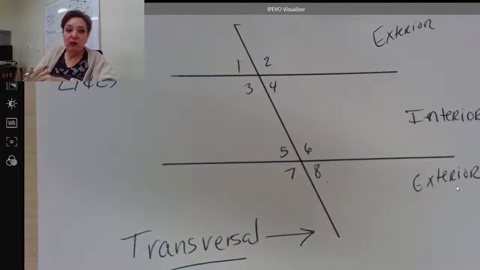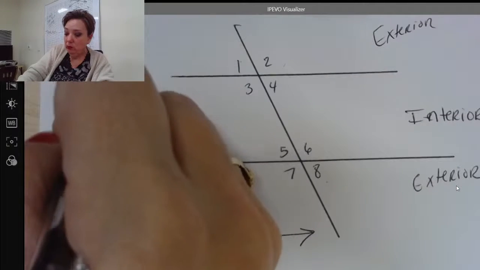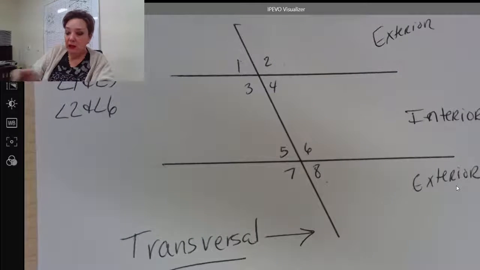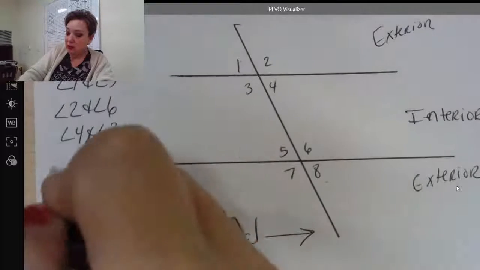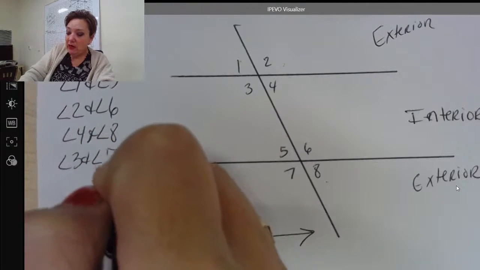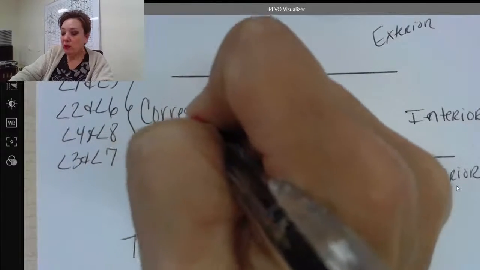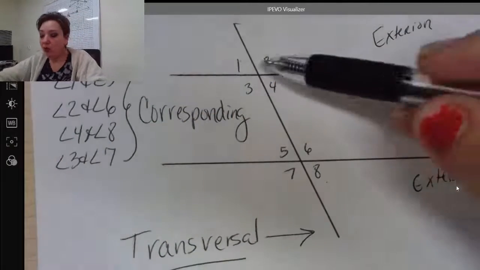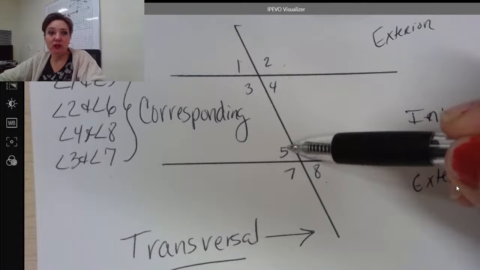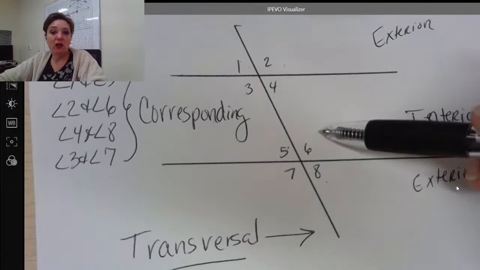What other angles are in the same location? 2 and 6, right? Angle 2 and angle 6. What else? Angle 4 and angle 8, and 3 and 7. So these sets of angle pairs have a special name and it's called corresponding. And we know that they're congruent, right? Angle 1 and angle 5 are going to be congruent to each other. They are corresponding angles. Angle 2 and angle 6 are corresponding angles. Therefore, we know they're congruent, right?